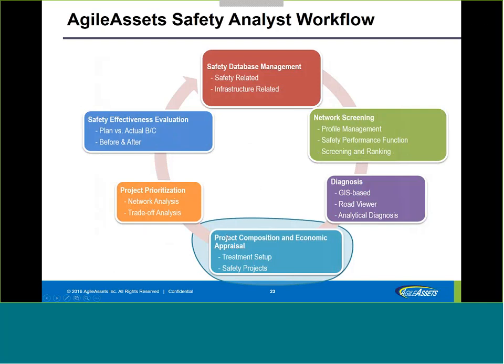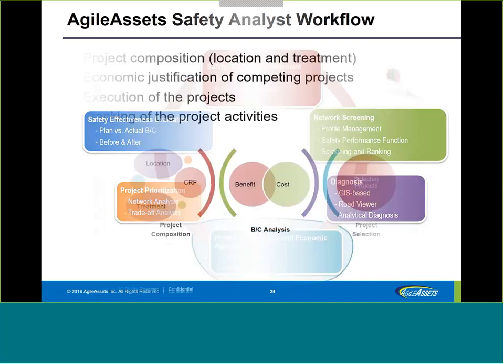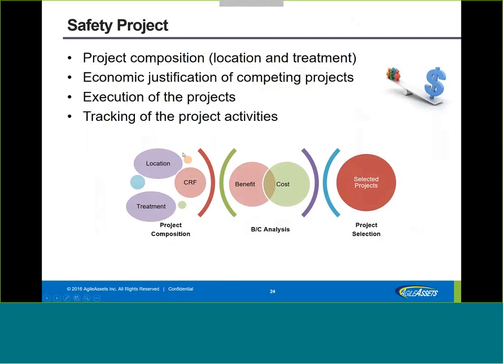Our next step is the project composition and economic appraisal tool. In this particular tool, we identify the locations of the projects, we assign the treatments for that, and you also assign the crash reduction factor, and then we can compose the project based on that. After you compose the project, it goes through a cycle of benefit and cost analysis, and we identify the benefit and cost, and the end user, that decision maker, needs to make a call whether that project should be selected or not.